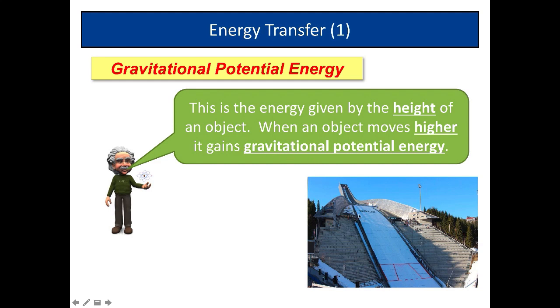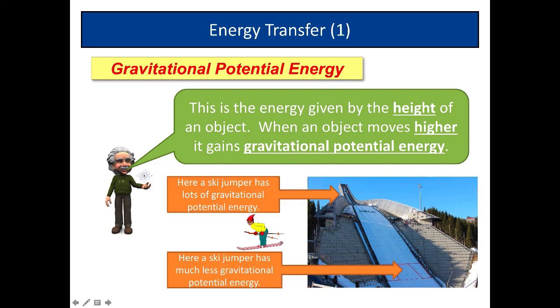Now look at this fantastic ski lift here. Now, if you've got a ski jumper right at the very, very top here, so here a ski jumper has lots of gravitational energy. Why? Because they are higher up. The higher up they go, the more gravitational potential energy they gain. And here, lower down the slope, as they're about to launch themselves, very bravely if I must say, here a ski jumper has much less gravitational potential energy.